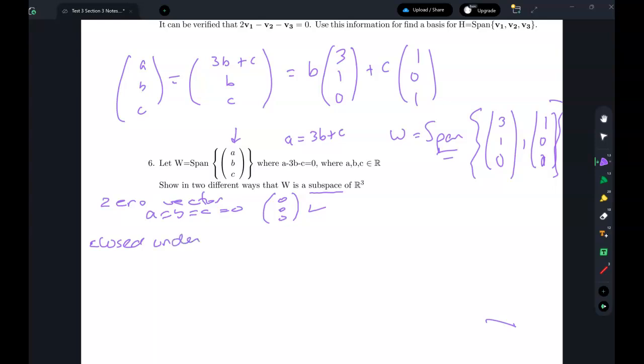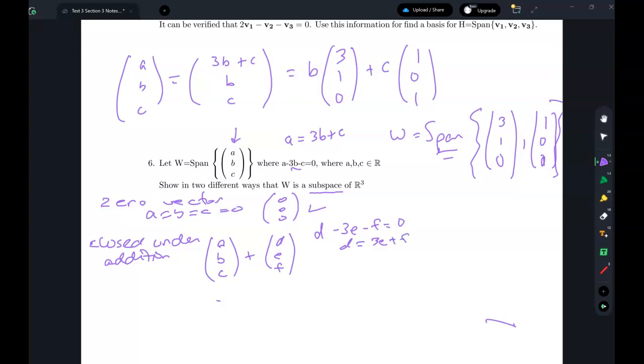under addition. So that means if I have two things that satisfy this, so if I have an A, B, and a C, plus a D, E, and an F, and in the same way that A has this relationship, my D would have this relationship, right? And so when I add them together, it would be the same. So I would get D is equal to 3E plus F.